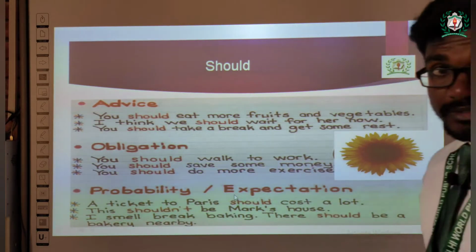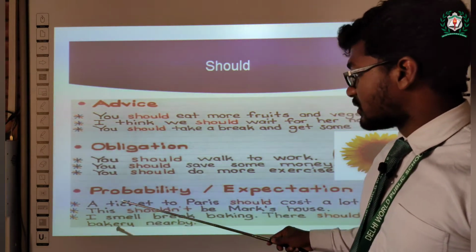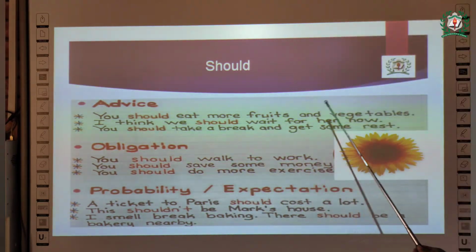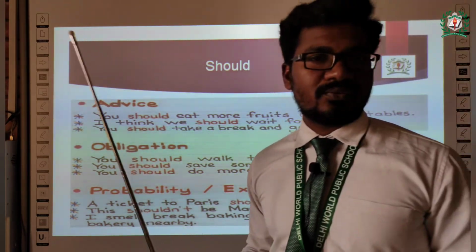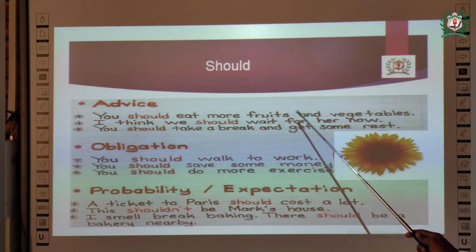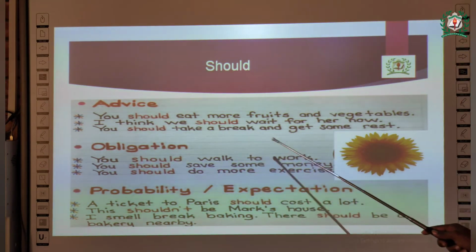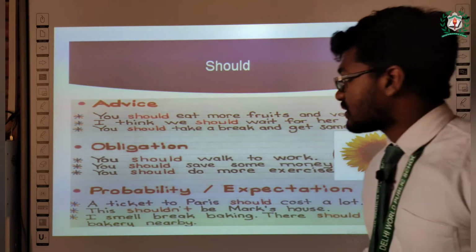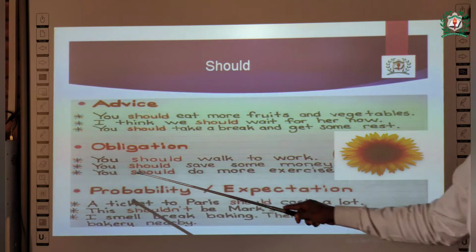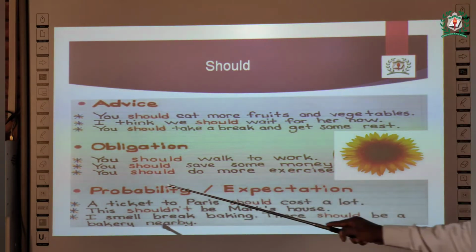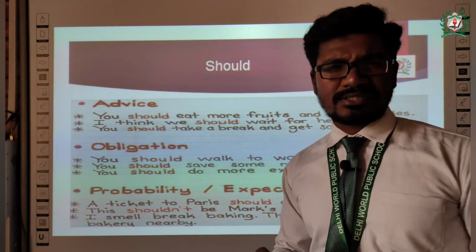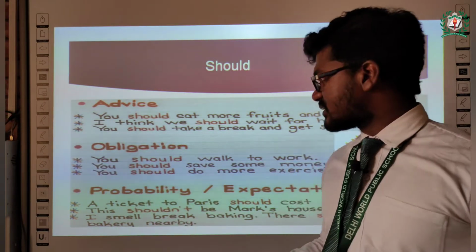Next, should: advice, obligation, and probability or expectation. When you are giving advice, you should eat more fruits and vegetables. When someone is not healthy, what you should eat is green vegetables. I think we should wait for her now. You should take a break and get some rest. So it's advice. Obligation: you should walk to work, you should save some money, you should do more exercise. It's like a suggestion, or we can say we are giving advice.